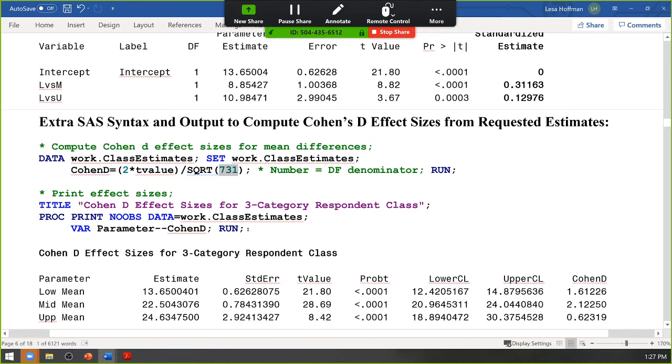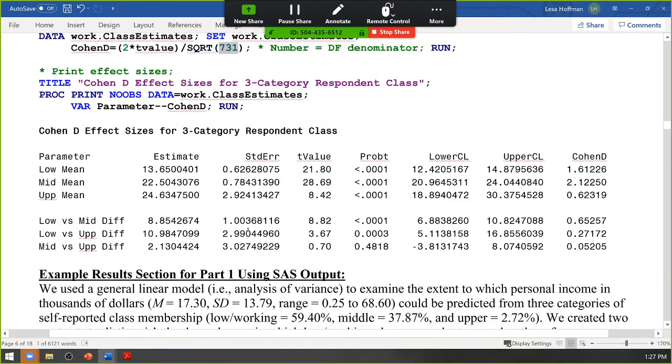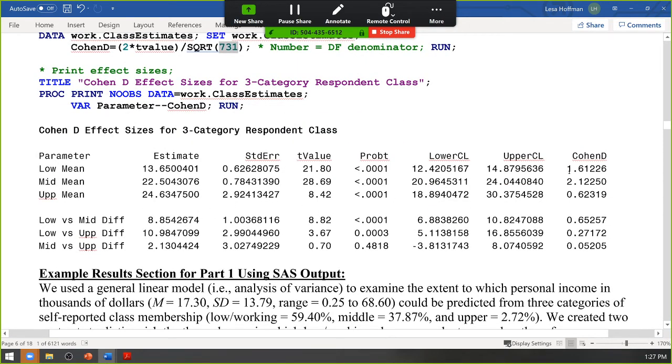Then I asked it to print the result of that, and I have a new column out here, which is the Ds. The Ds for the means don't mean anything. That just says that the means are not 0. They're different than 0. It's the Ds down here that mean something. So there are 3 different effect sizes that go with each individual difference.